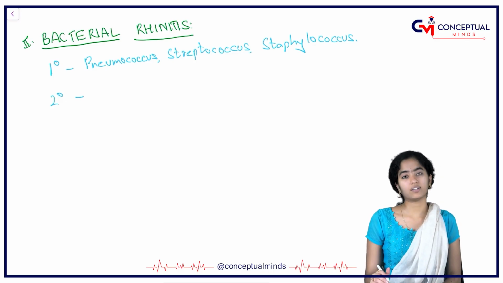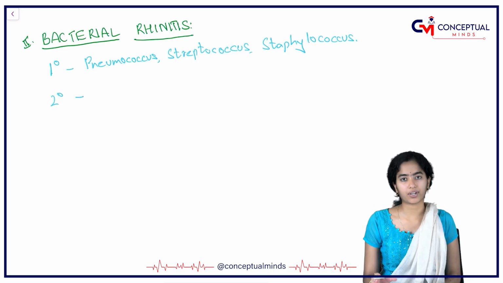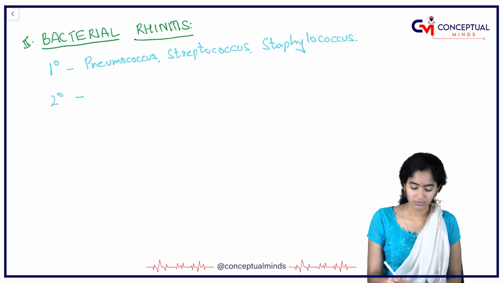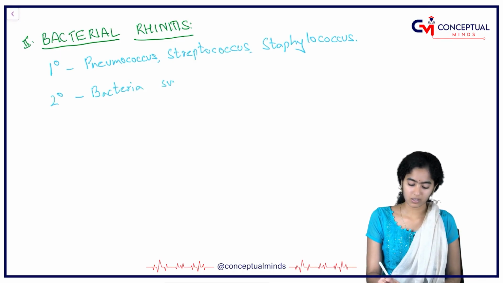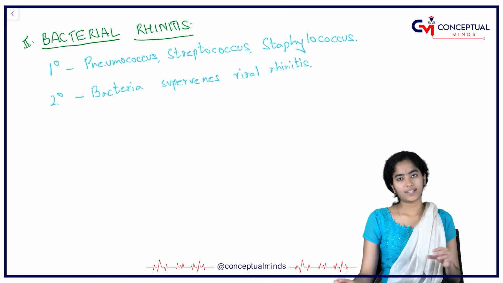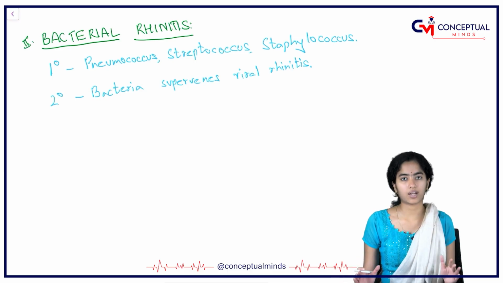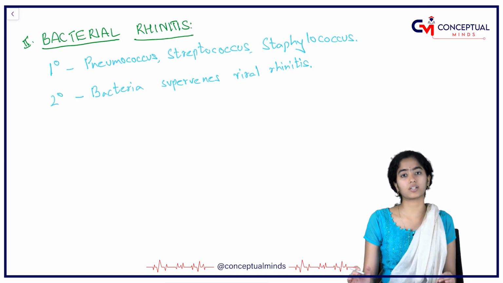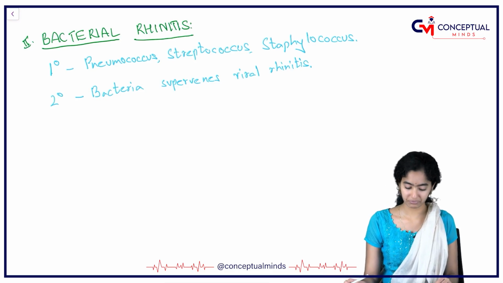And secondary bacterial rhinitis is nothing but a bacterial infection superinfecting a viral rhinitis. Bacteria supervenes viral rhinitis. Virus always invades and provides a fertile ground for bacteria to come and infect. So all viral diseases have a risk of secondary infection with bacteria.